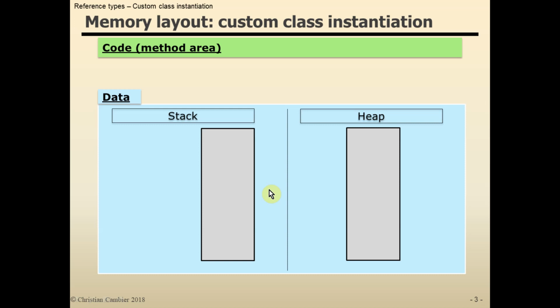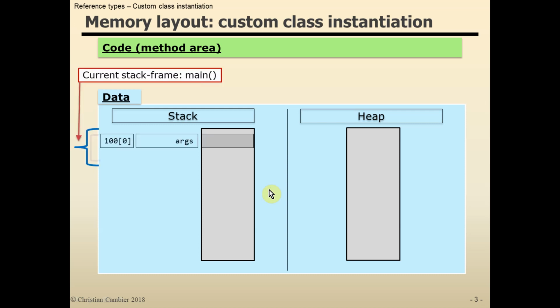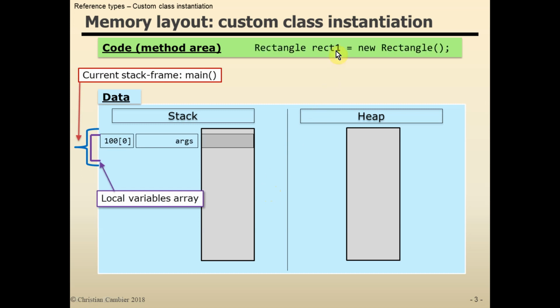I start by setting up the stack frame of the main method with its args parameter. Then, what happens when an instance of Rectangle is created? Well, the same as with the creation of any object. First, the declaration of local variable rect1 results in a variable being stored in a local variables array. In this case at the second position, since the first position is already taken.